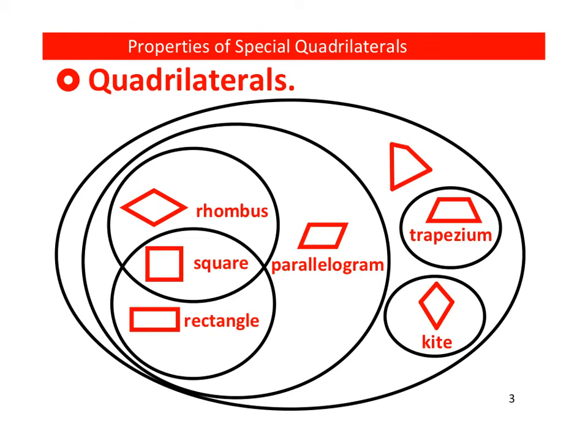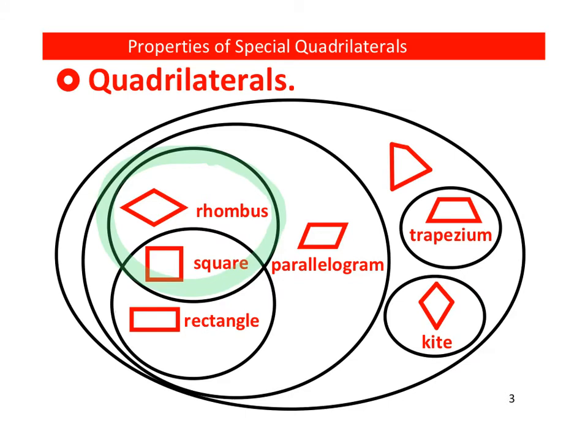We can use this diagram to group the quadrilaterals. All these shapes here have four sides, so all of them are quadrilaterals. A rhombus, a square, a rectangle, and a parallelogram all have two pairs of opposite parallel sides, so all these four shapes are parallelograms.